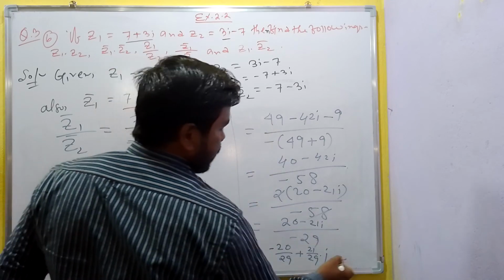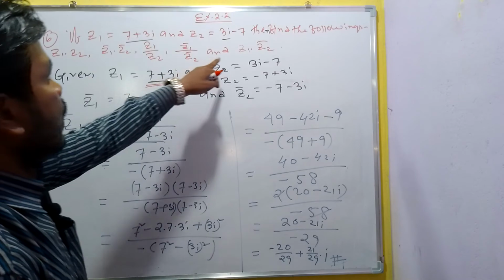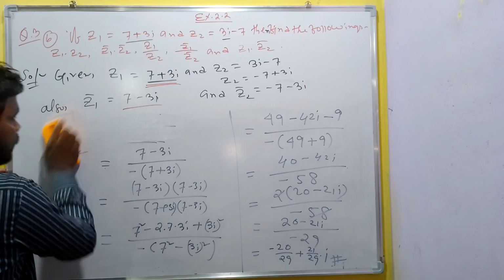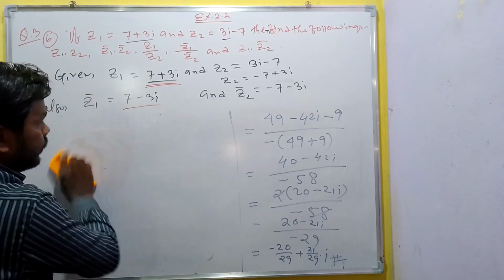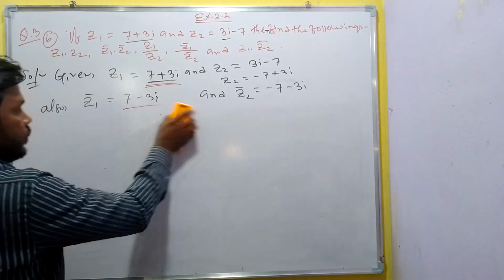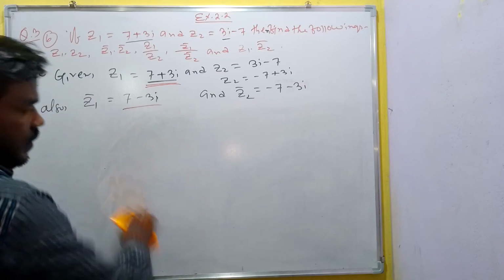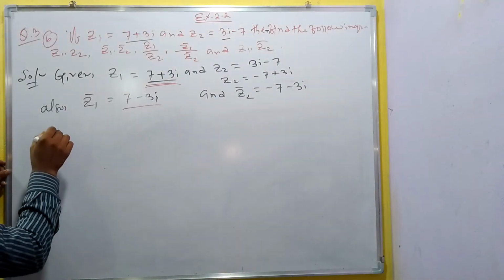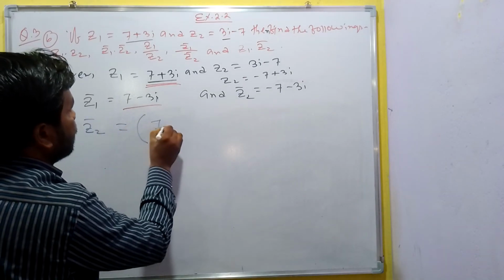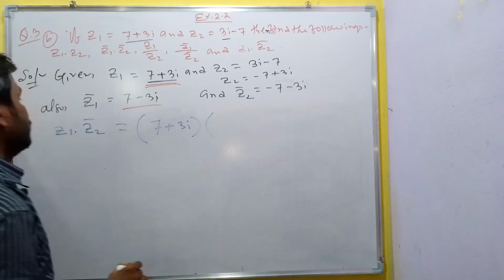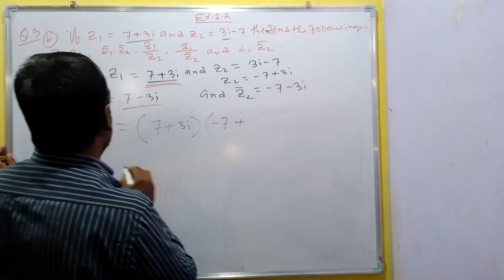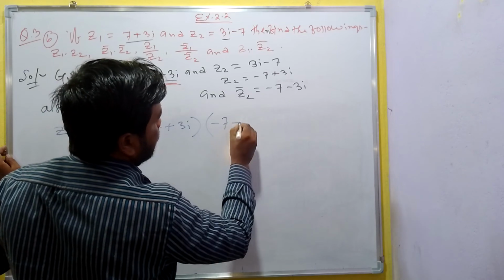Okay, this one is the answer. Now last one, z1 into z2 inverse. So value of z1, 7 plus 3i, and value of z2 inverse, so minus 7 minus 3i.